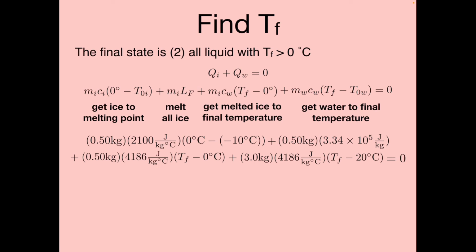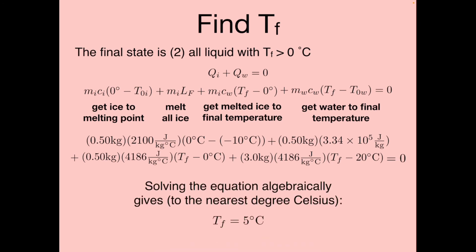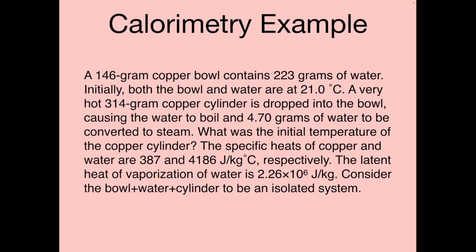It's a single equation with a single unknown variable, which is T final. So I'm going to skip over the algebra that you would go through to solve this equation, but when you solve for T final, you'll get 5 degrees Celsius. So the final temperature is 5 degrees Celsius. It's all liquid water. That's how you do this one. So let's take a look at one more example.